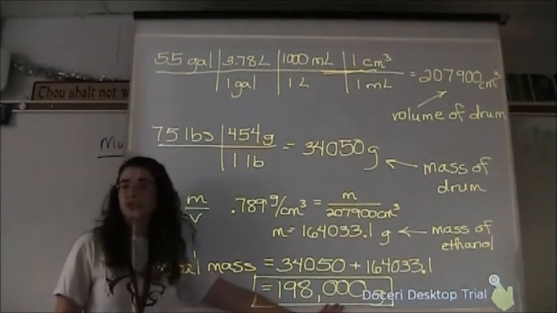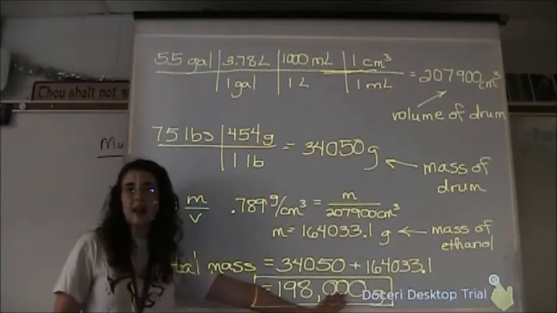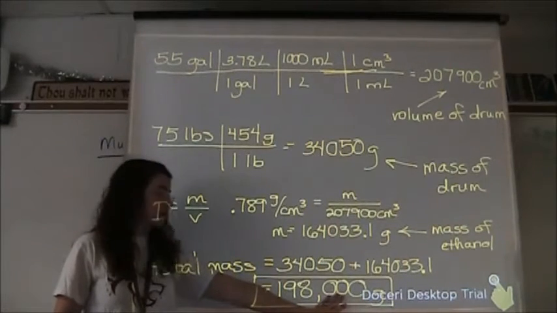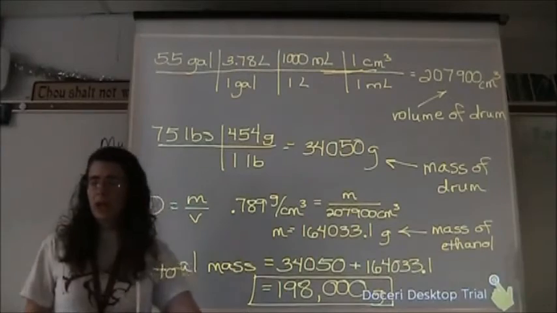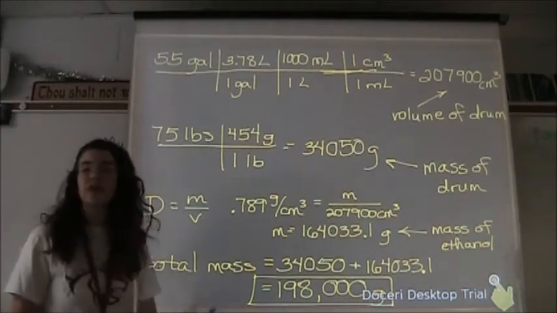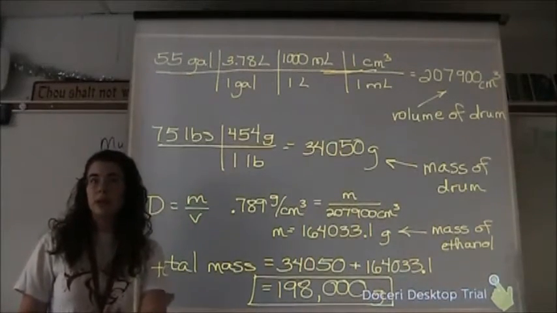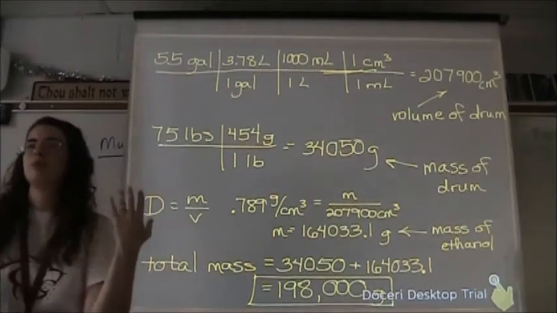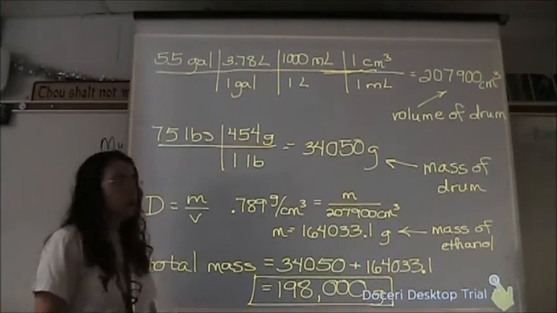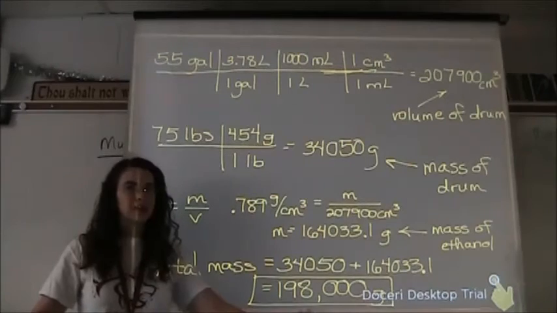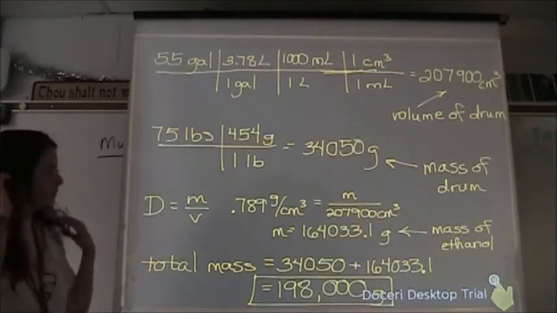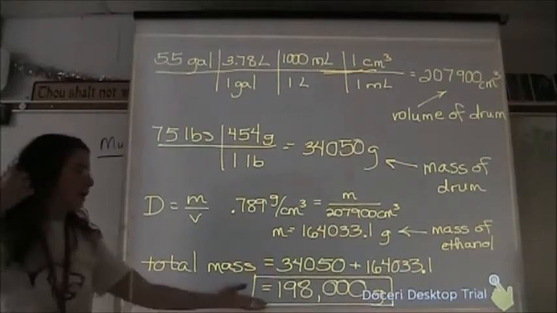Now my final answer here has how many sig figs? 3. And it should. Now remember, where do you look? You go back to the original problem and look at numbers that are actually printed in that problem. We're not looking at conversion factors, just the numbers in the problem. They had 3, I need 3.